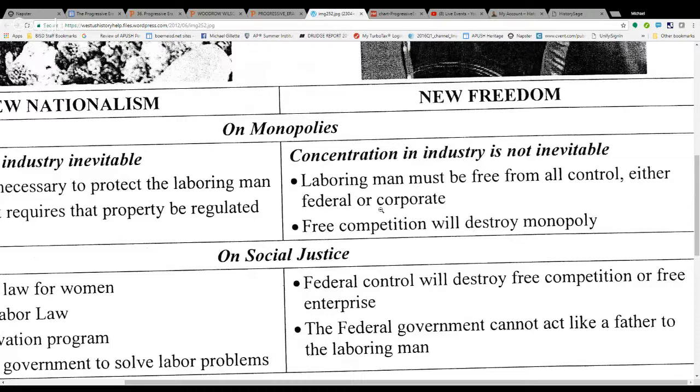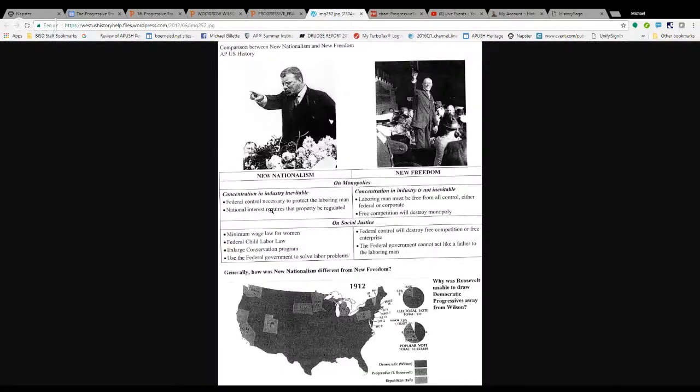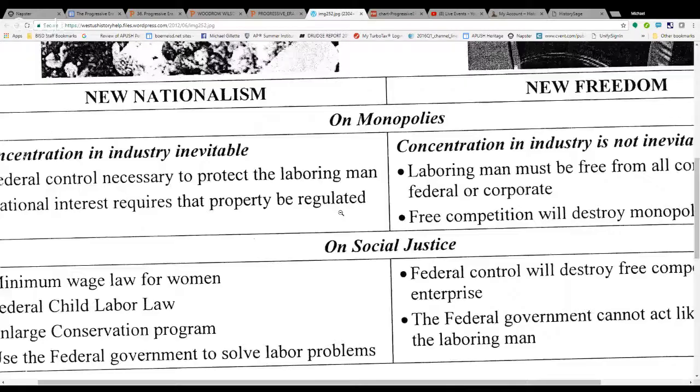So New Freedom is about giving American small businessmen, American entrepreneurs, freedom that had been taken away from them by the monopolies in order to go into business. So in his concentration, he disagreed with Roosevelt, who says that concentration in industry is inevitable. In other words, monopolies. And Wilson disagrees. The concentration in industry is not inevitable.